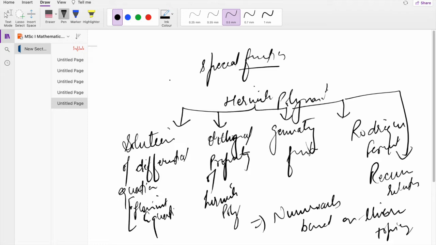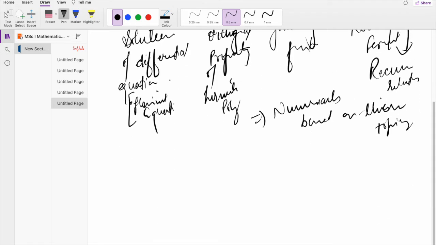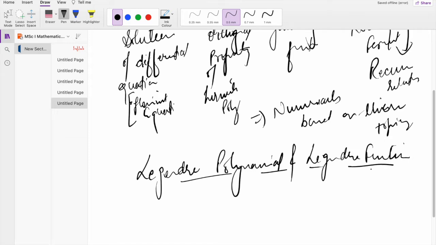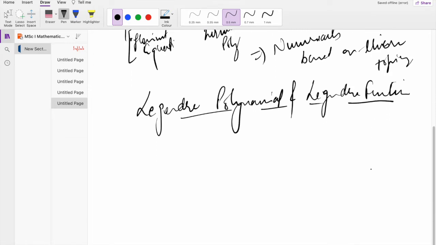So with the same thing, we are going to study a new type of special function. Name is Legendre polynomial, or we can say Legendre function. Same as the previous lecture, we should know the differential equation for Legendre polynomial.